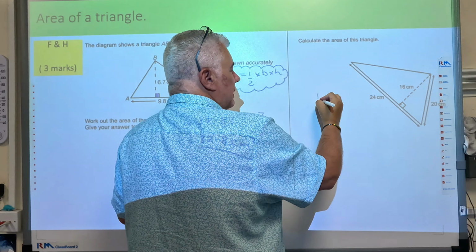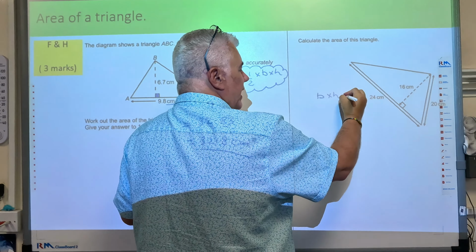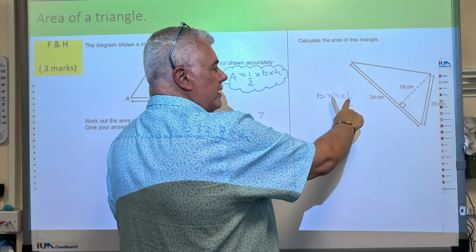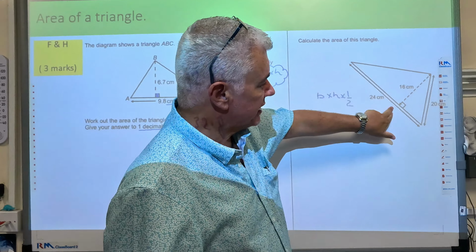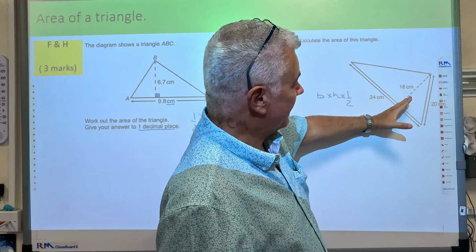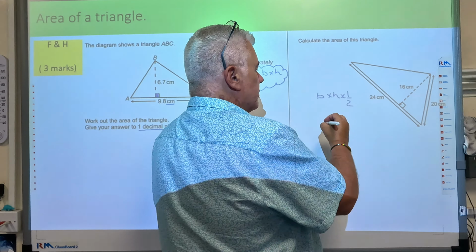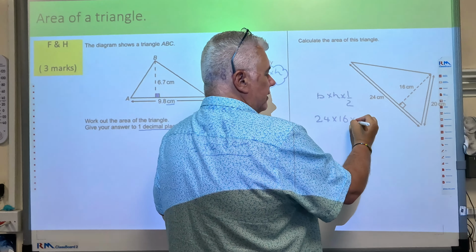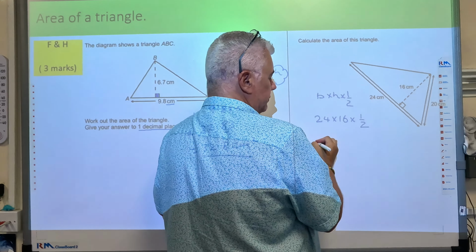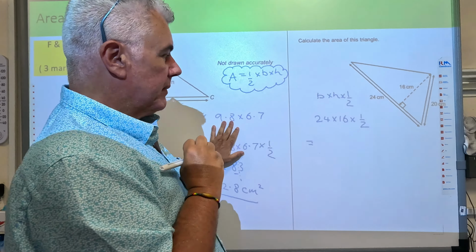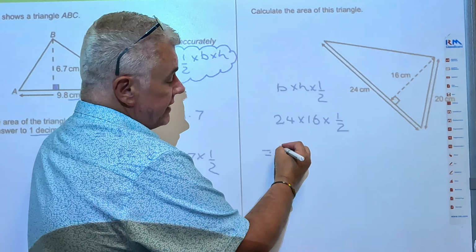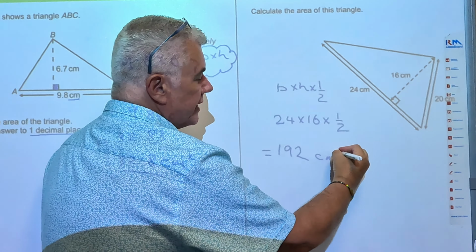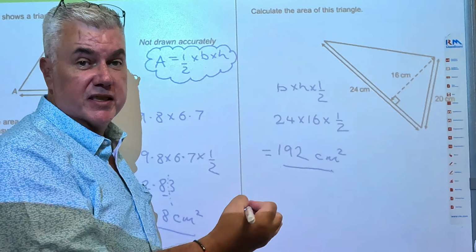I'm going to multiply the base times the height, then halve it. I've got to choose this for my base because, as I say, the perpendicular height is this one. So I've got 24 times 16 times a half. I'm going to work that out on my calculator. Gives me 192 centimetres in the question, centimetres squared in the answer because it's an area.